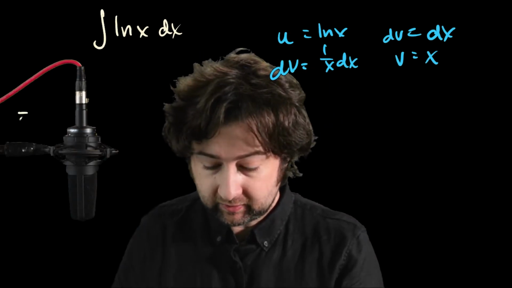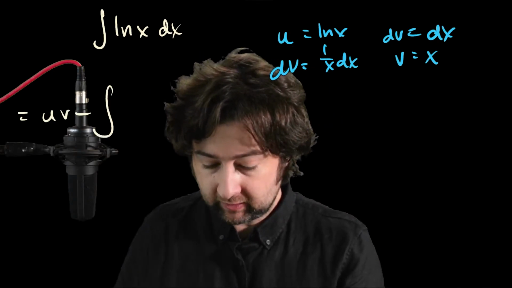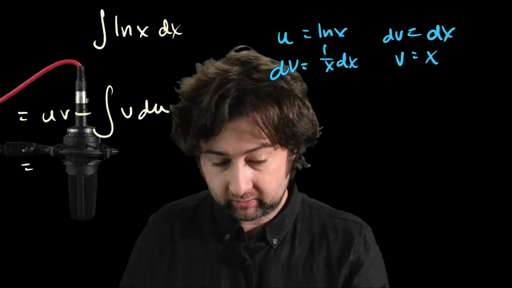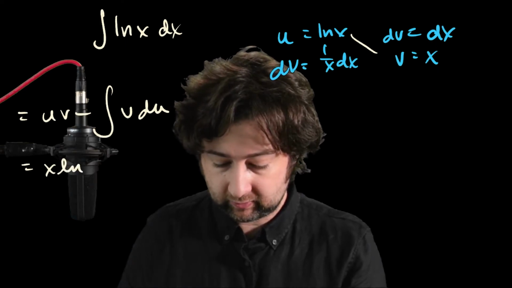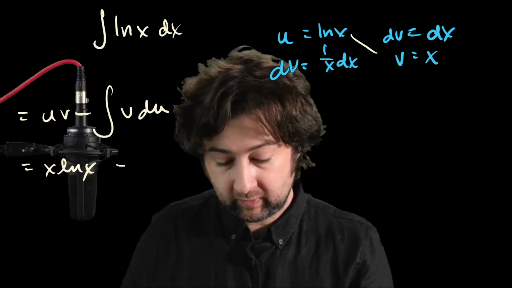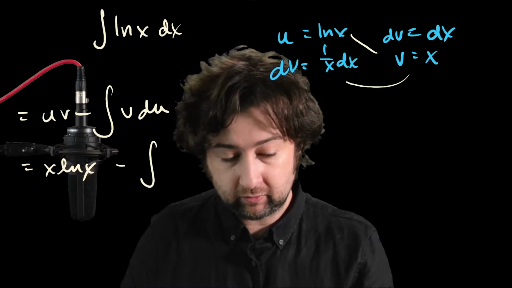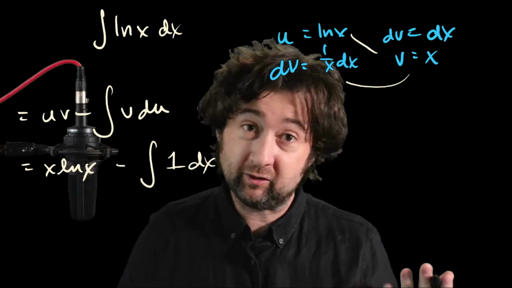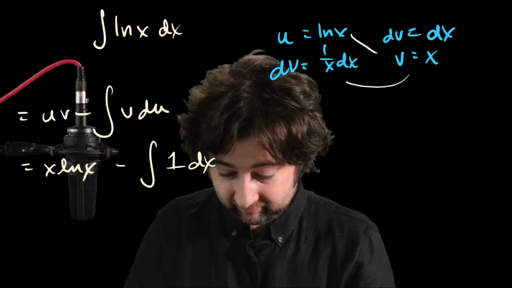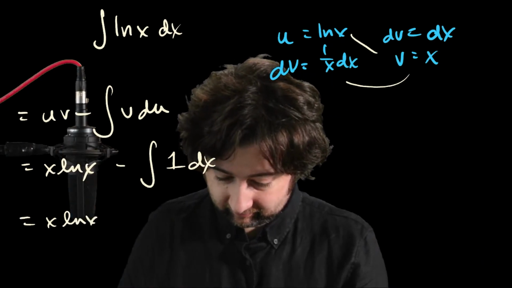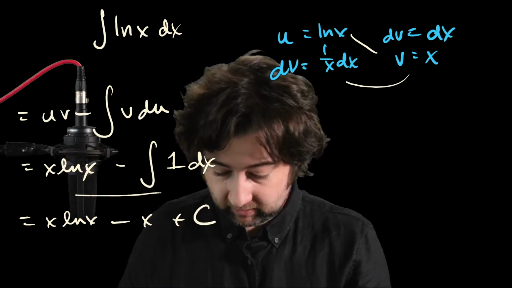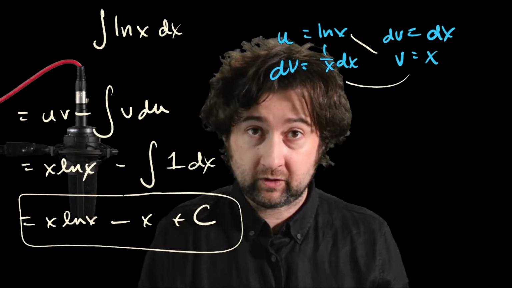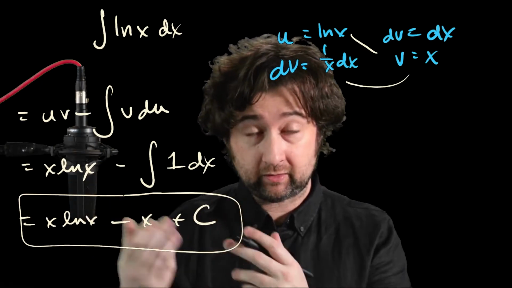The formula says that this is supposed to be equal to uv minus the integral of v du. So substituting in, what I get is u times v, which is x times the natural log of x, minus the integral of v du. Well, x times 1 over x is 1. And I know the integral of 1, it's x. And so there is the integral of the natural logarithm. And as far as I know, other than guessing, this is the only way to derive this.